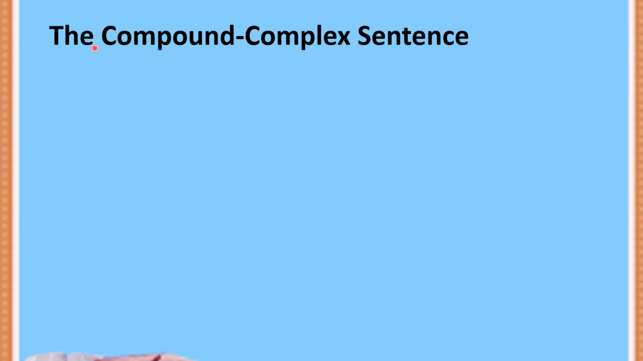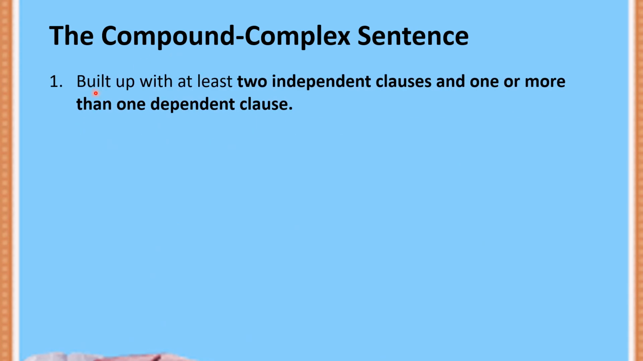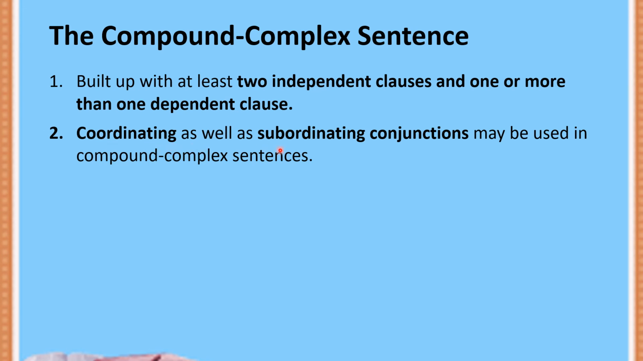Let's move on and talk about the compound complex sentences. A compound complex sentence is built up with at least two independent clauses and one or more than one dependent clause. Coordinating as well as subordinating conjunctions may be used in compound complex sentences. Simply, we can say that the compound complex sentence should have at least two independent or principal clauses and one or more than one dependent or subordinate clauses.